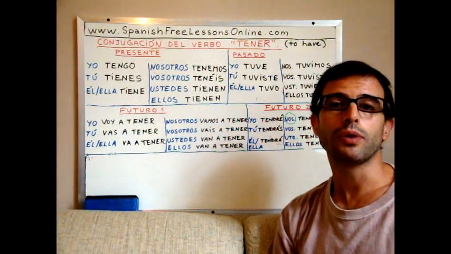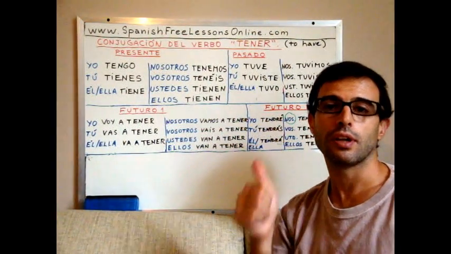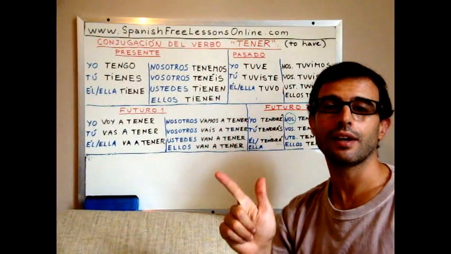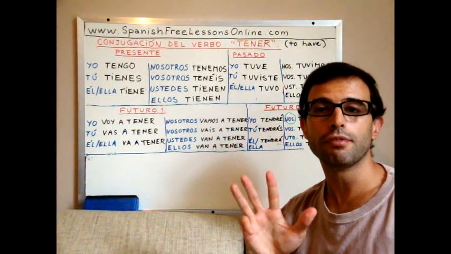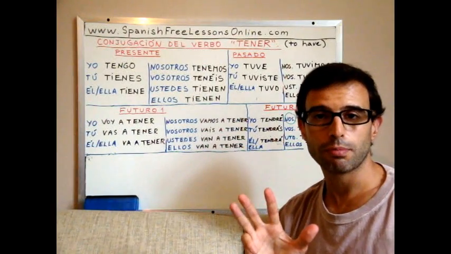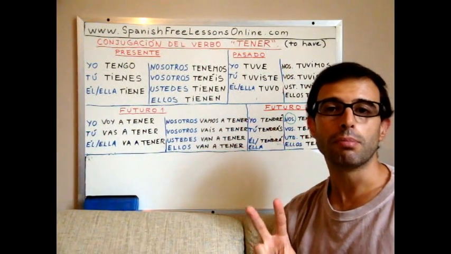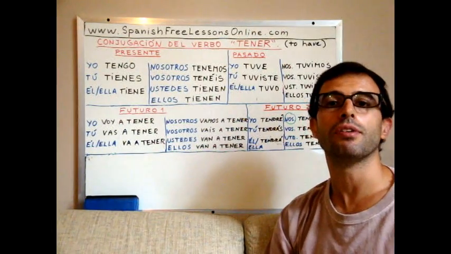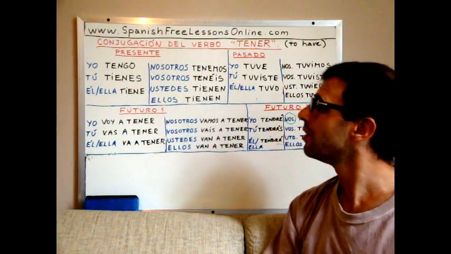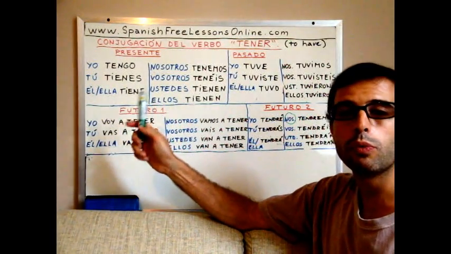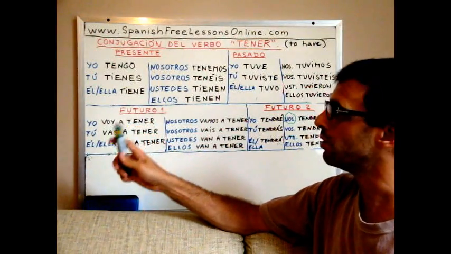And why do I want to have these verbs taught first? Ser, estar, haber, and tener. Because these four Spanish verbs correspond to the two most important verbs in English, that are the verbs to be and to have. So with this one we will finish the last of these four very important verbs.